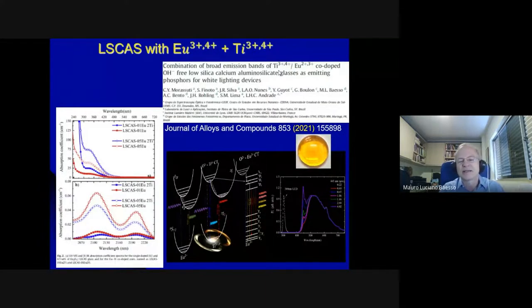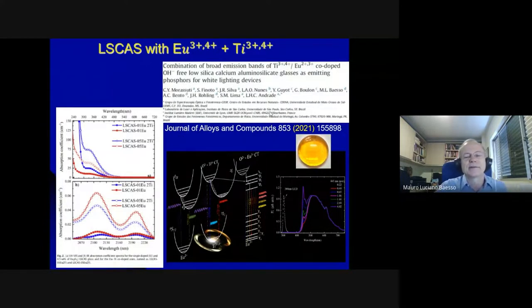There are other glasses, but a few of them, but we were able to get a very broad emission in the red. I'm not going to show it here, but it's in this paper in Physical Review, as I told you. And the idea was to combine the titanium with europium. It's a very complicated situation because you can have titanium 3, titanium 4, and you have europium 2 and europium 3. So when you make the melt, it depends on the condition of melting and on the concentration you use.